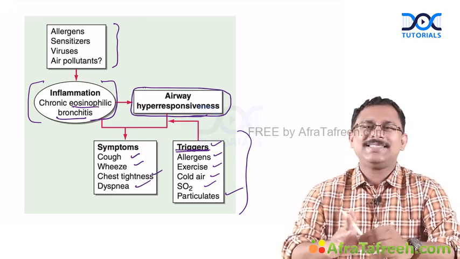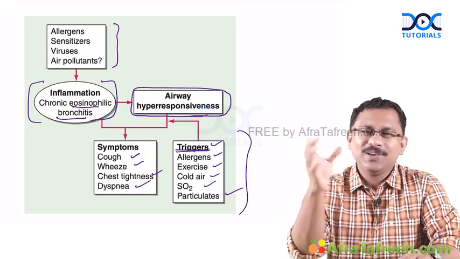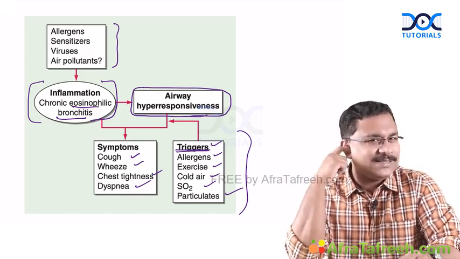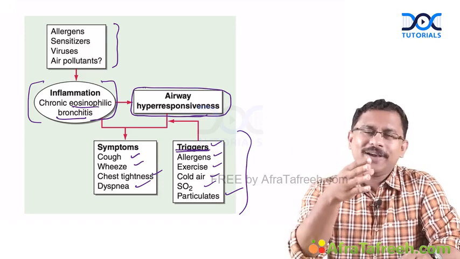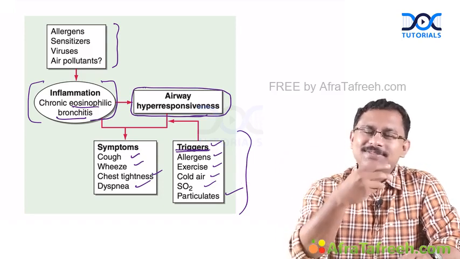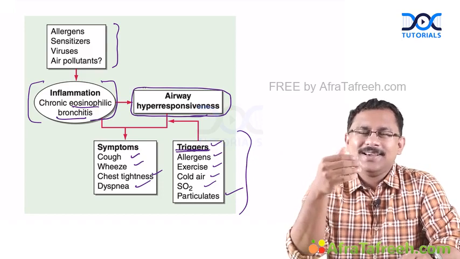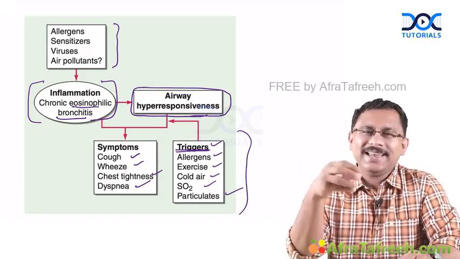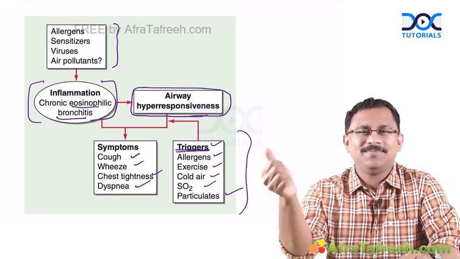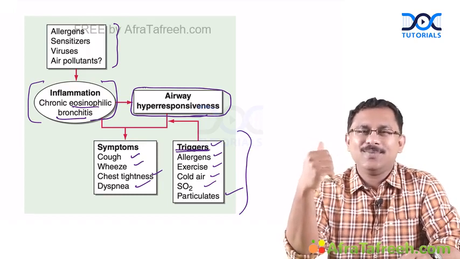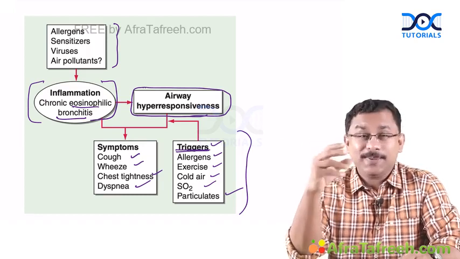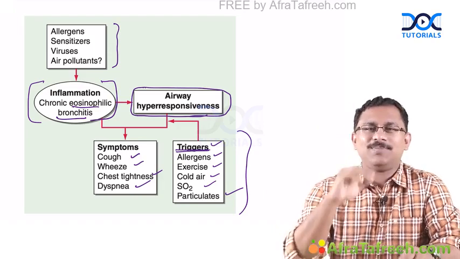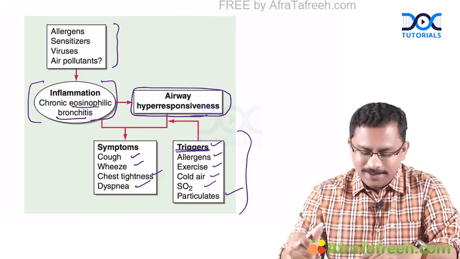Rather than saying these are the symptoms of bronchial asthma, you can say these are the symptoms of the airway hyperresponsiveness. Okay, but yes, cough can occur in other conditions. You can have chest tightness in other conditions. But when there is a reversible airway hyperresponsiveness and an individual is having episodic symptoms, you are likely to be dealing with a case of bronchial asthma, especially if you are also able to demonstrate a particular trigger leading to this particular episode. Okay, very clear.